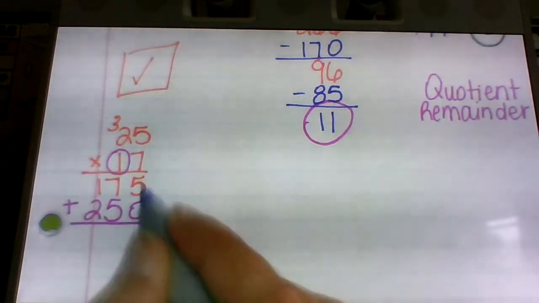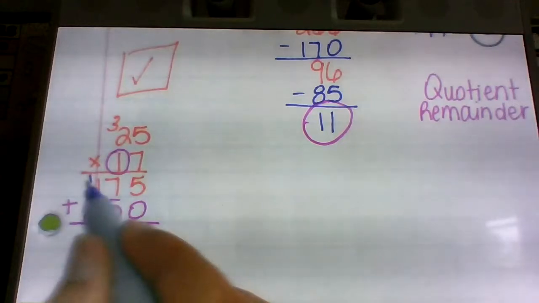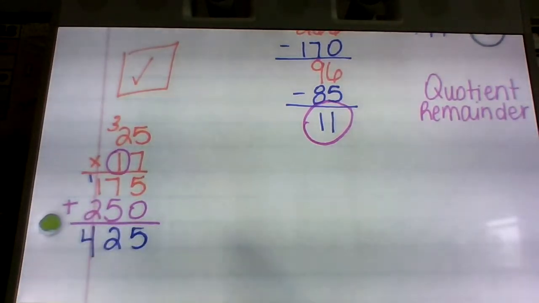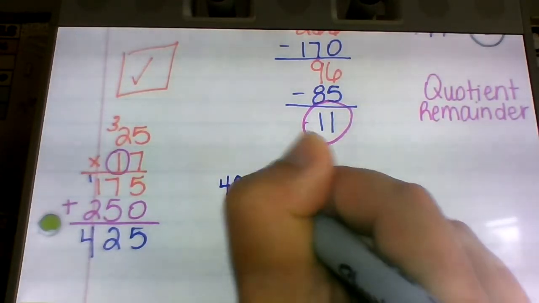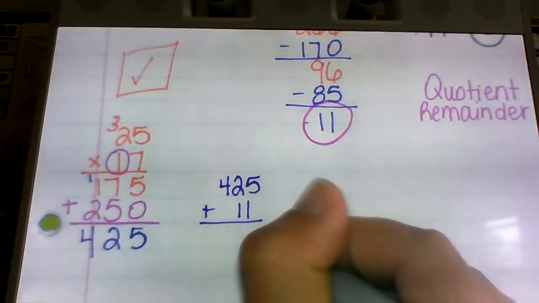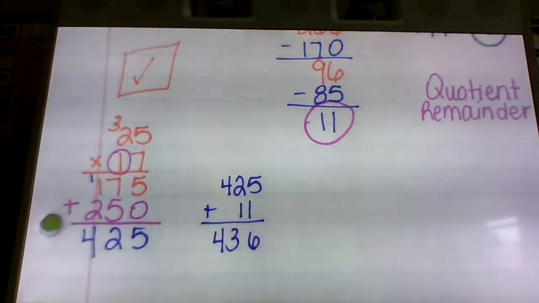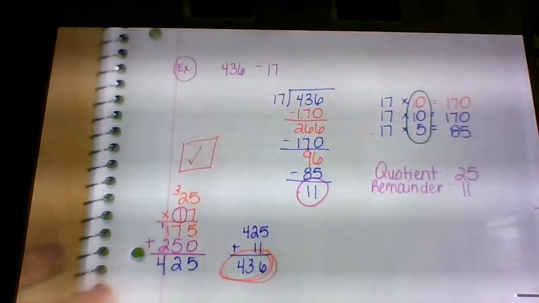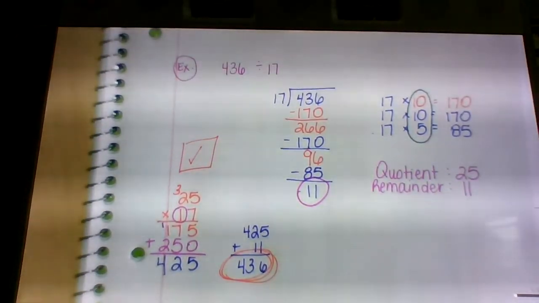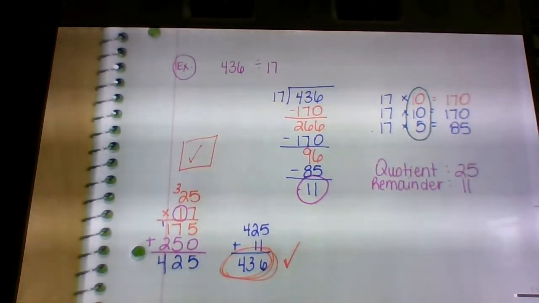So now I'll add my total. 5 plus 0, 7 plus 5. I'll regroup. 1 plus 1 plus 2 is 425. I now need to add the remainder, which was 11. And my answer matches the dividend. So I know my division was correct. Give myself a little check. So I know my division was indeed correct.